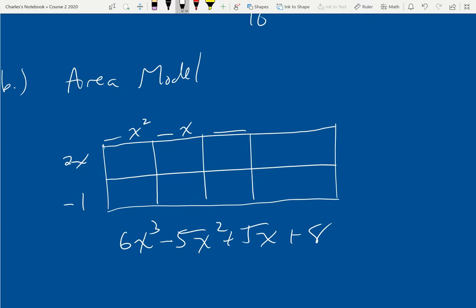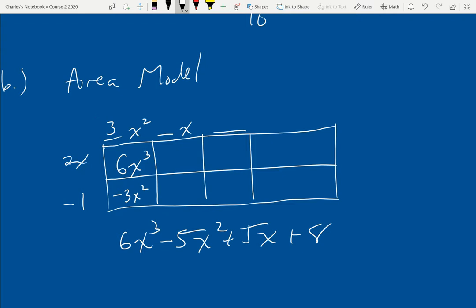And I have one extra box. I'm going to use that extra box. I know that this first box has to be 6x cubed, because there are no like terms when I do that. So what would have to go here to give me 6x cubed? Well, that would have to be 3x squared. And then 3x squared times negative 1 would give me negative 3x squared.